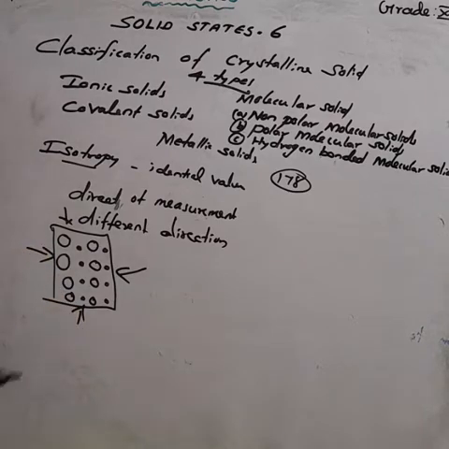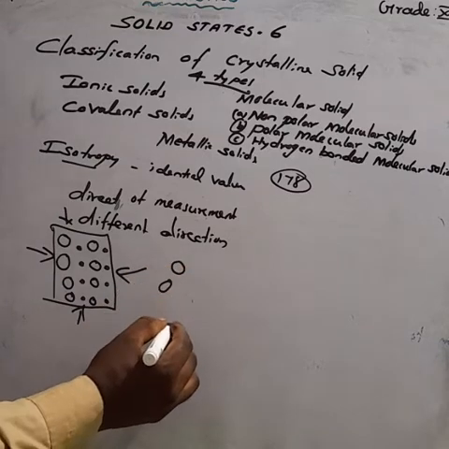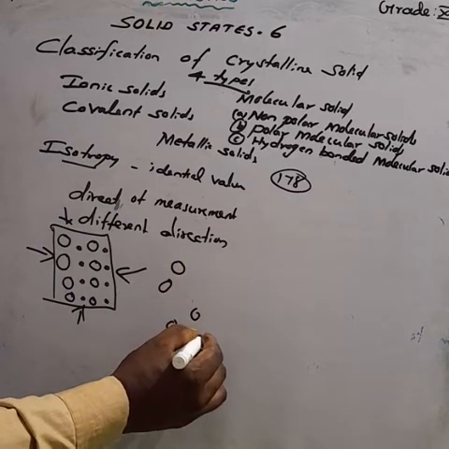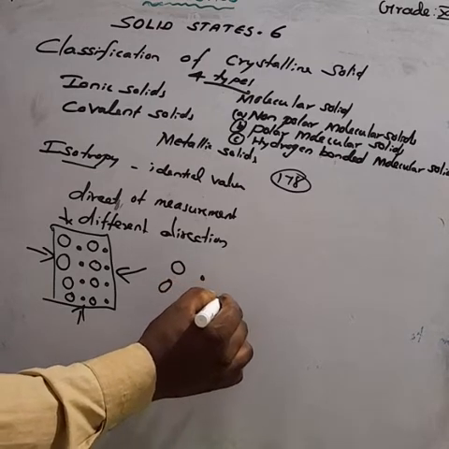In the isotropic amorphous solid, the arrangement is random. That is, they are arranged irregularly. That is about isotropy.